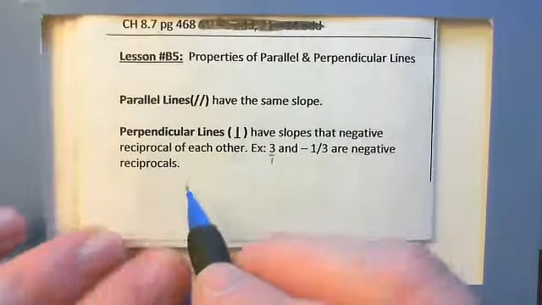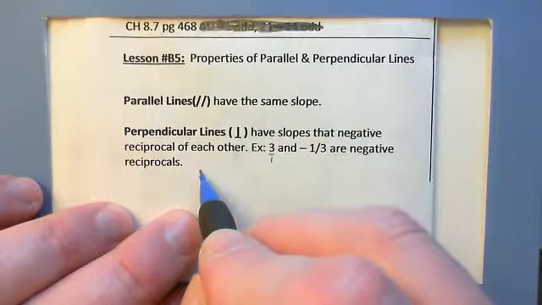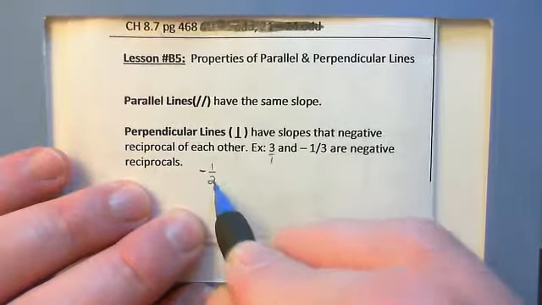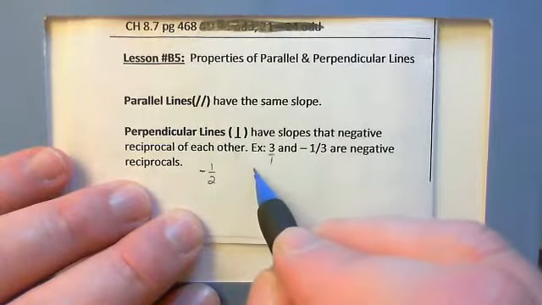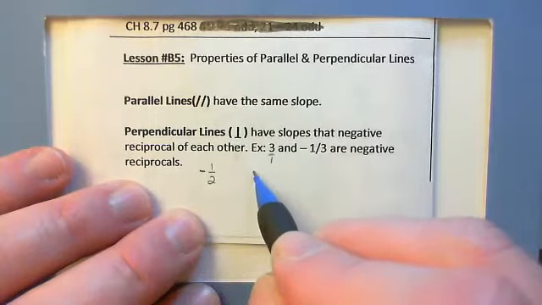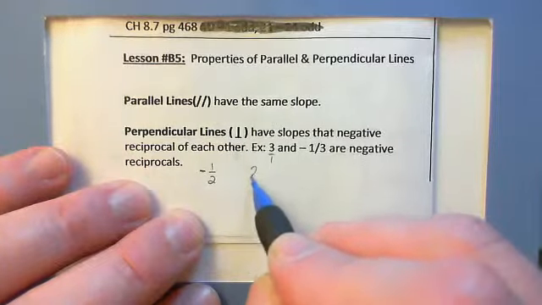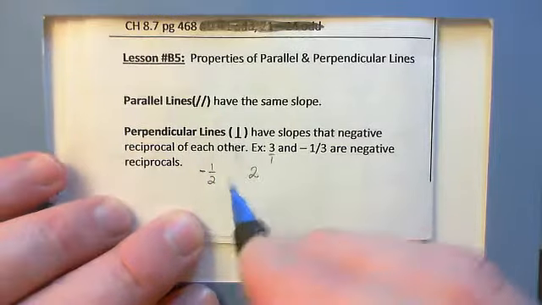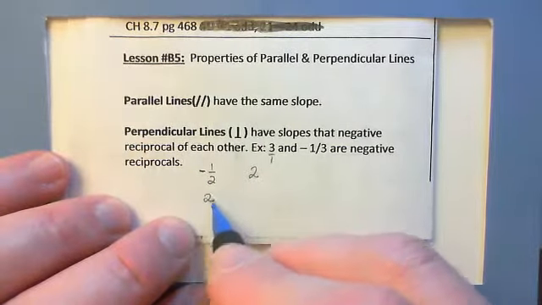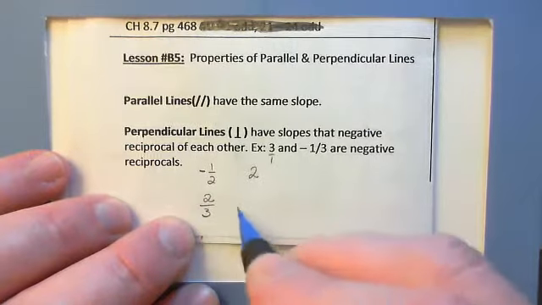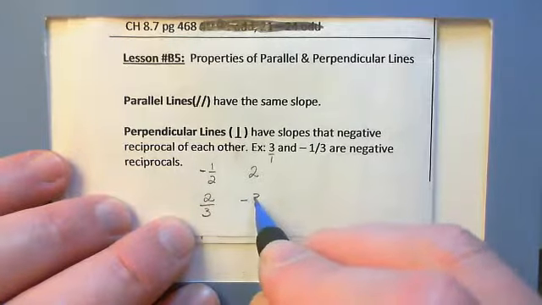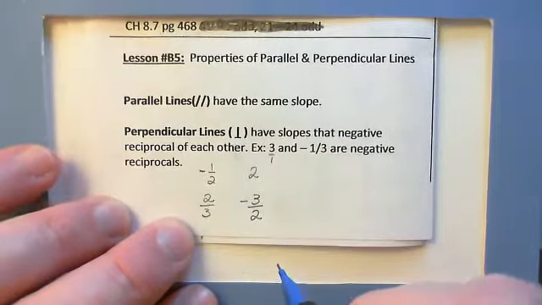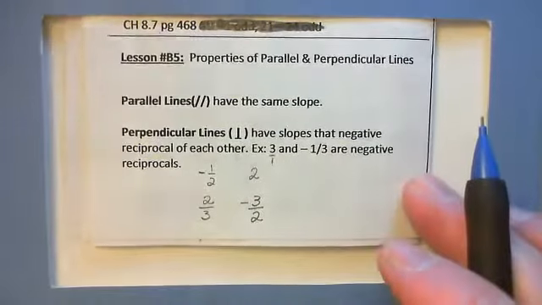So let me give you another example. If I have the number, let's say negative 1/2, the negative reciprocal would be: change the sign to positive, and you flip the fraction. So the negative reciprocal of negative 1/2 would be 2. Let's try another one. Suppose I have 2/3, and I want the negative reciprocal. This would be negative 3/2. Okay? Alright, very well.